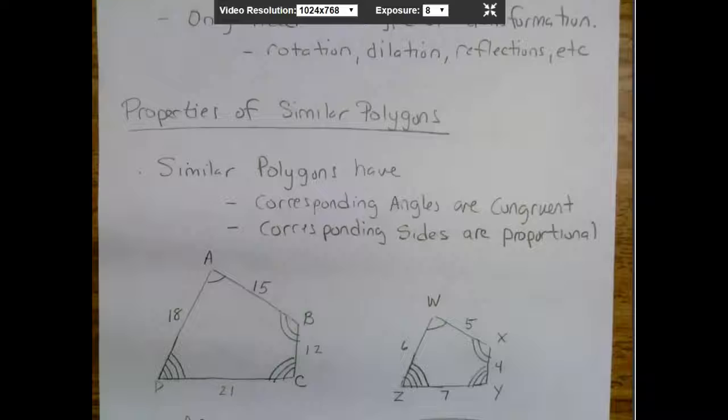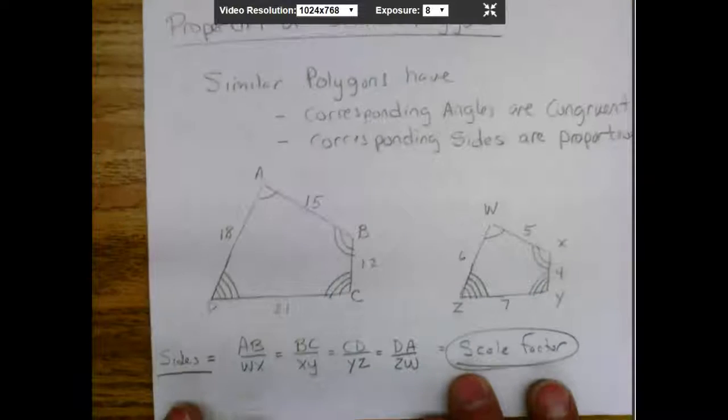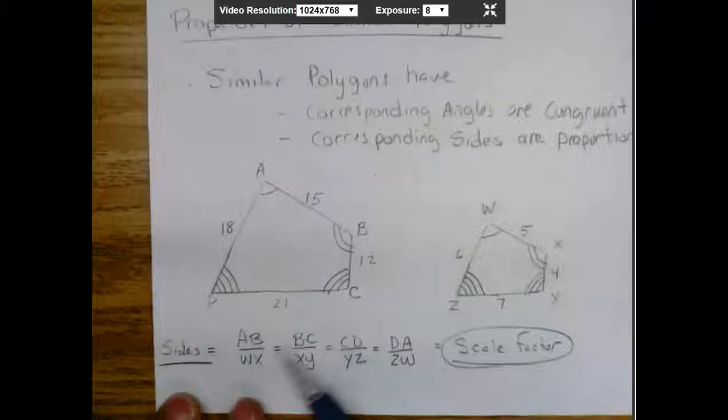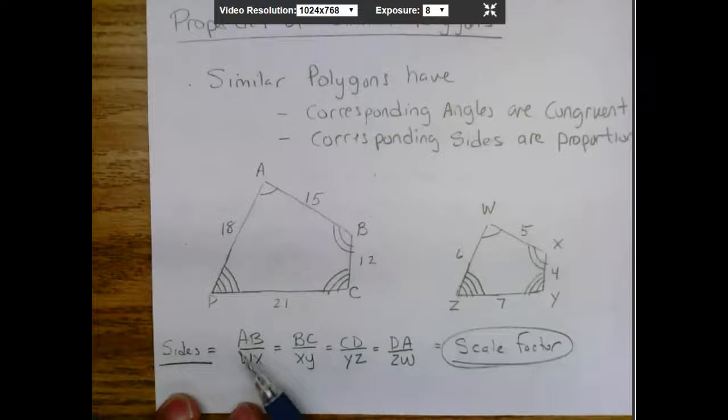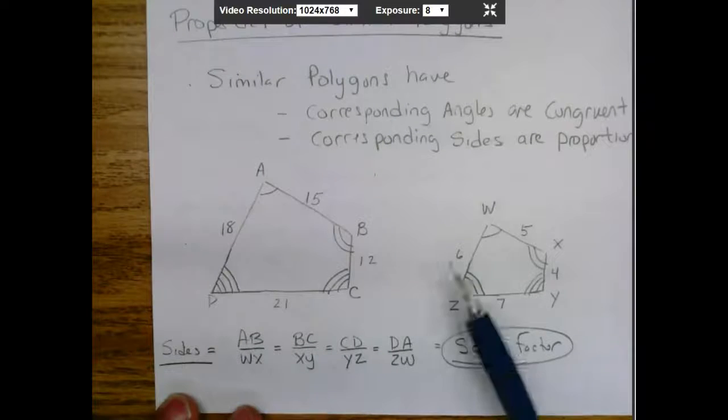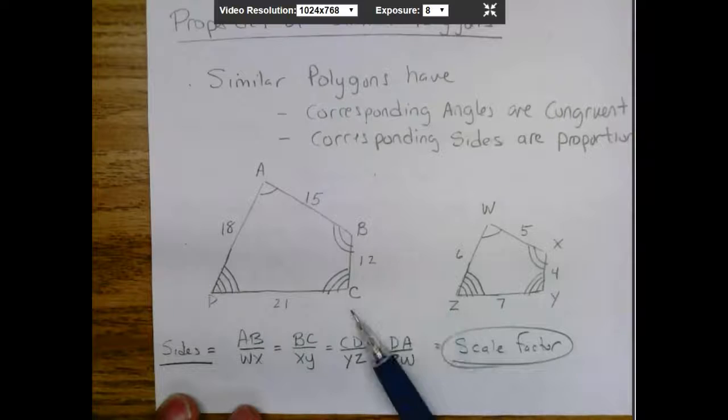We could also look at it the opposite way as a scale factor of 1/3. And because this proportion is true, we can say all of these sides have the same ratio. So AB compared to WX is equal to BC compared to XY, and so on. The number that it comes out to be tells you the scale factor that exists between them. Okay, so those are some of the properties.